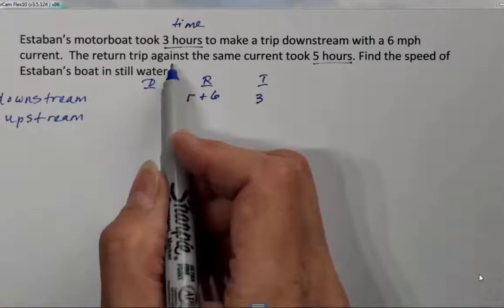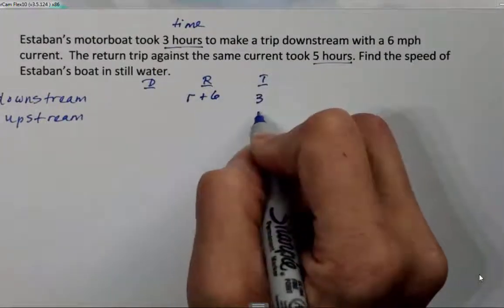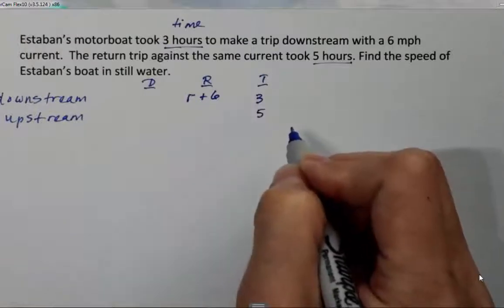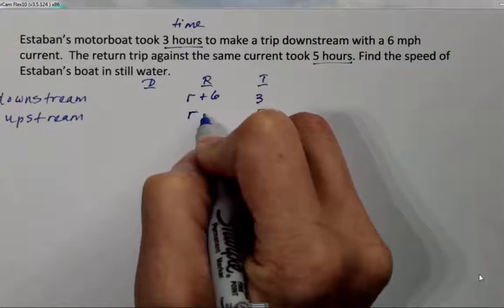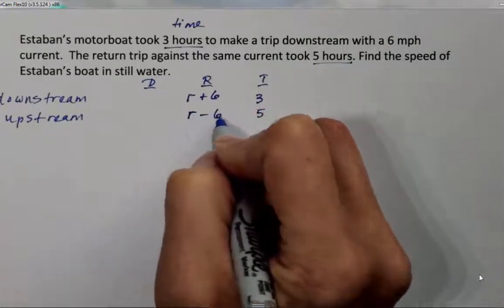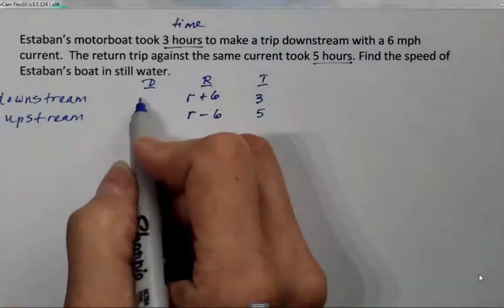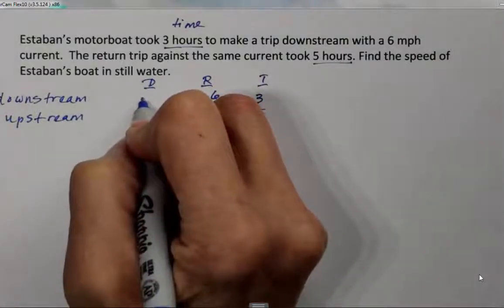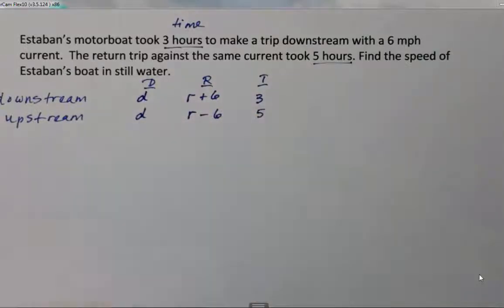Then on the return trip against the same current, it took 5 hours. So that means that I have a 5 here. And we're going against the current now, so the rate that Esteban is going is going to be decreased by 6 miles per hour. And then the distance they traveled, well, the distance we don't know, but he went downstream and then he came back upstream following the same route. So that's going to be our D.